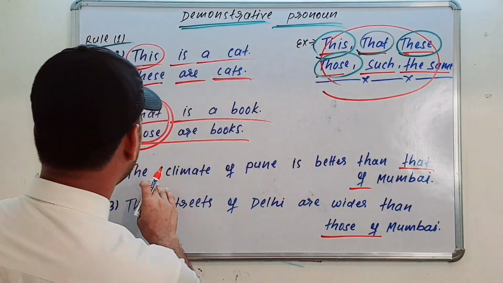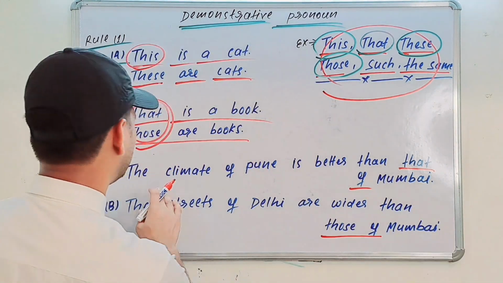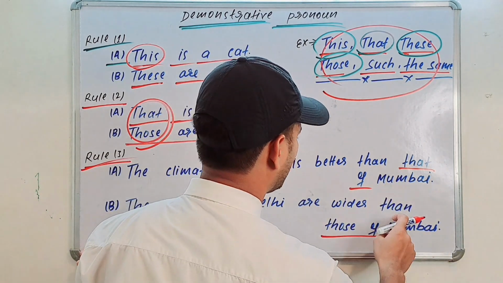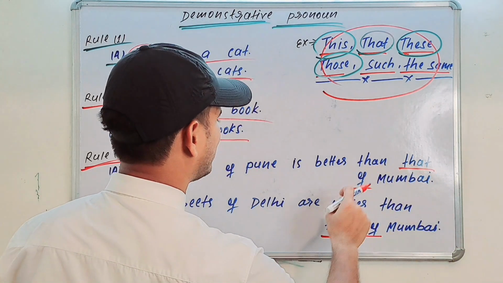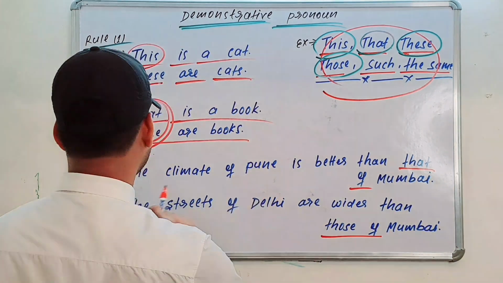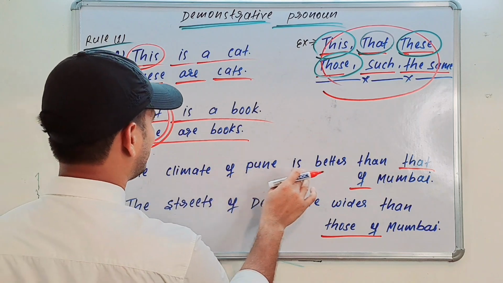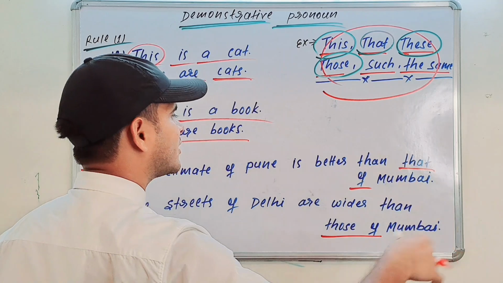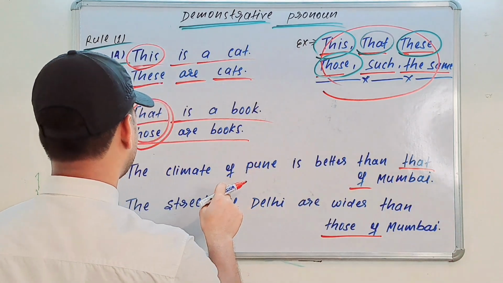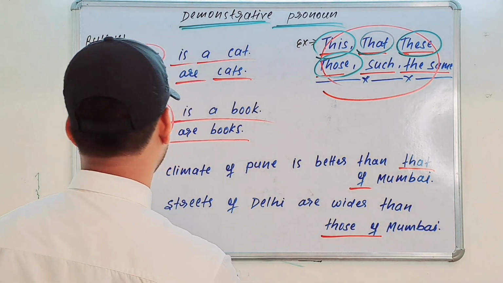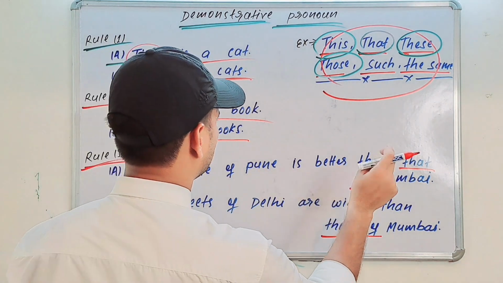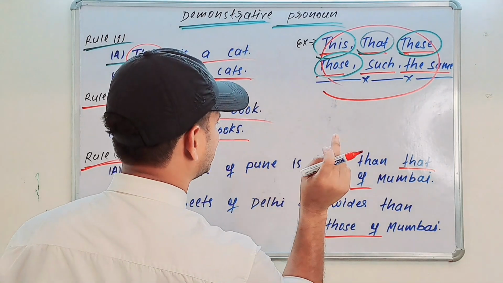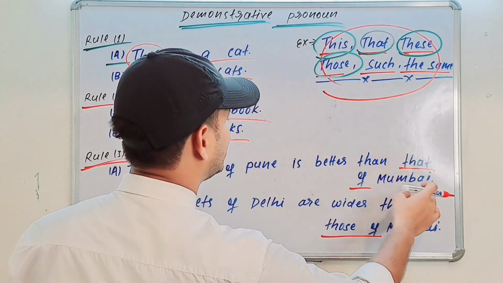Okay, here see, it is like that. What does it eliminate? Just suppose there is no "that of" and "those of"; eliminate them from sentences A and B. Like, the climate of Pune is better than the climate of Mumbai. If you remove "that of" from sentence A, the sentence will be: the climate of Pune is better than the climate of Mumbai.